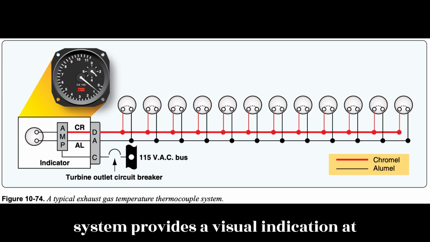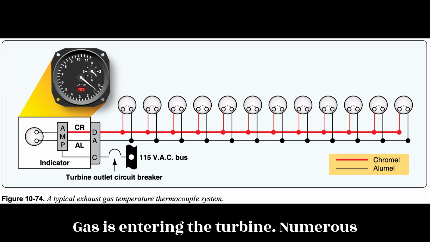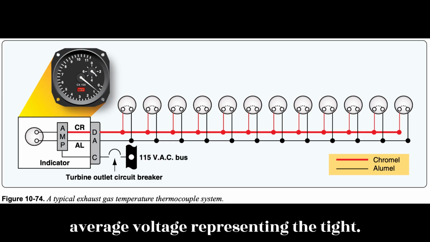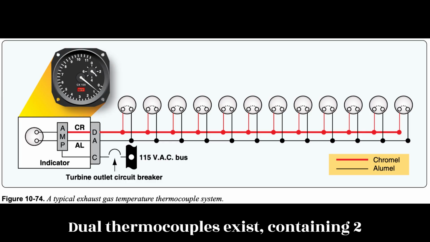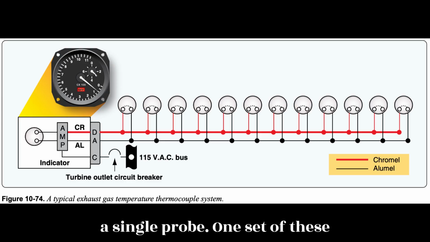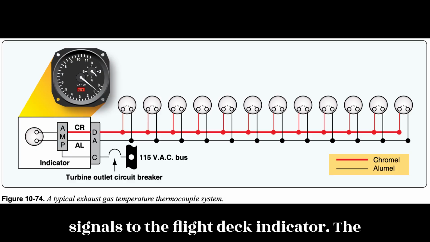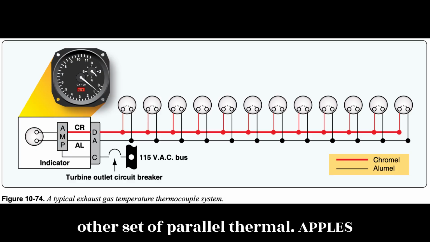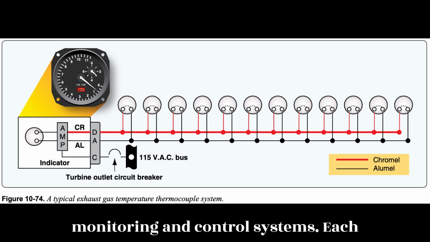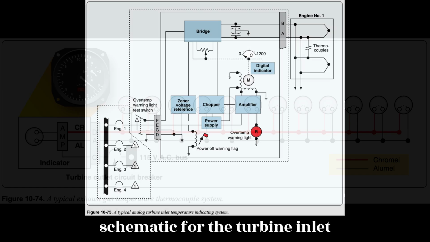A TIT indicating system provides a visual indication at the instrument panel of the temperature of gases entering the turbine. Numerous thermocouples can be used with the average voltage representing the TIT. Dual thermocouples exist containing two electrically independent junctions within a single probe. One set of these thermocouples is parallel to transmit signals to the flight deck indicator. The other set of parallel thermocouples provides temperature signals to engine monitoring and control systems. Each circuit is electrically independent, providing dual system reliability.